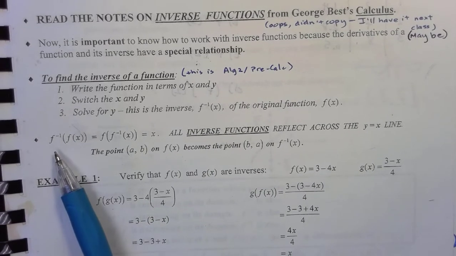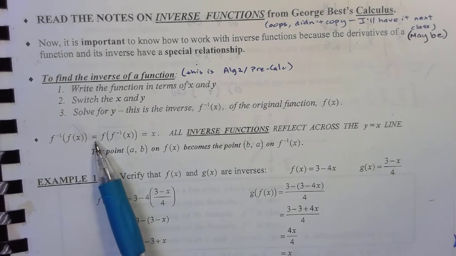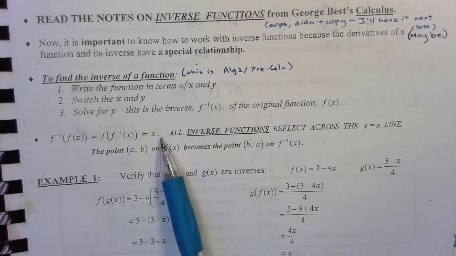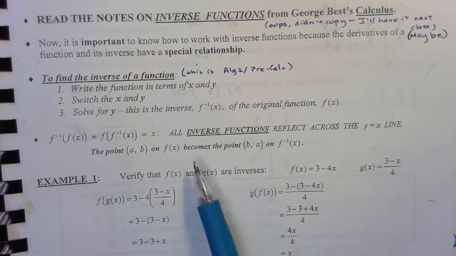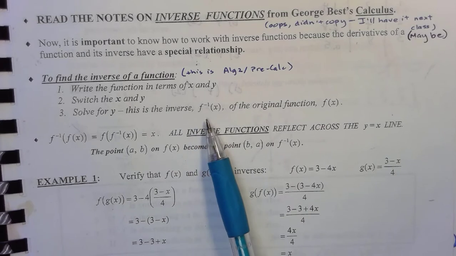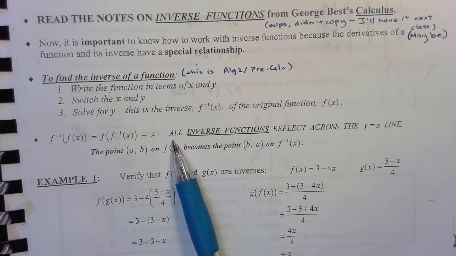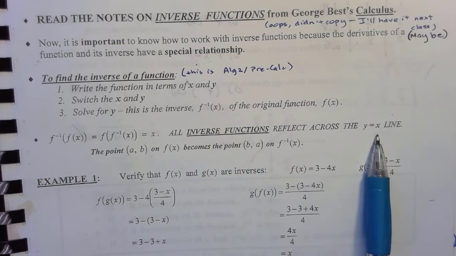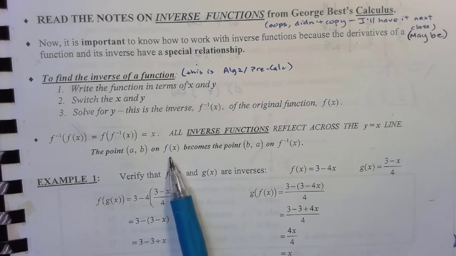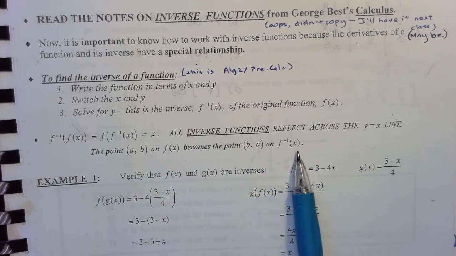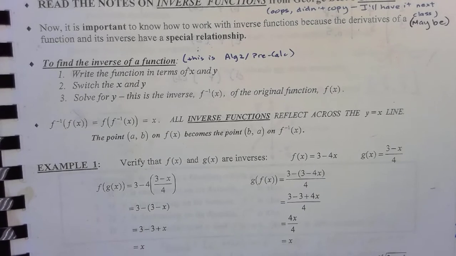And let us remember that f inverse of f of x is the same as f of f inverse of x, which is x, if we have a function here for our inverse. All inverse functions reflect across the y equals x line, so the point (a, b) on f becomes (b, a) on the inverse. So how do we verify that we have two functions which are inverses? We do a composite substitution.